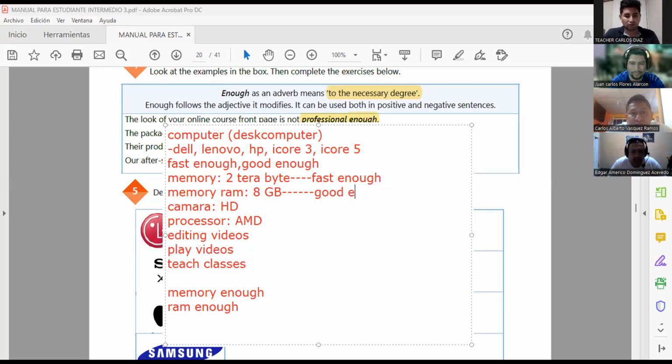So it's good enough. Good enough. You see, the point is, you have to see the quality to make up the conclusions. Oh, I think this computer is fast enough, it's good enough. For example, my computer is 14 inches. For me, it's large enough, lo suficientemente amplia.